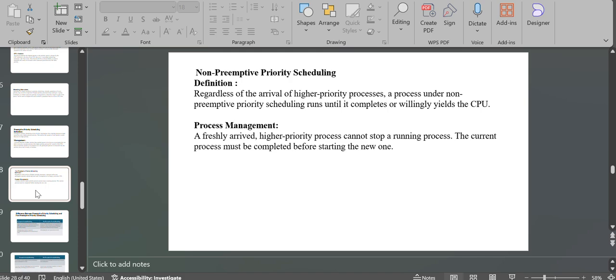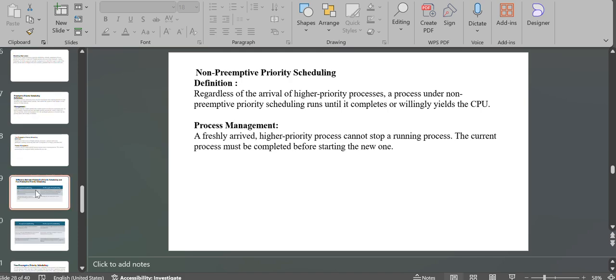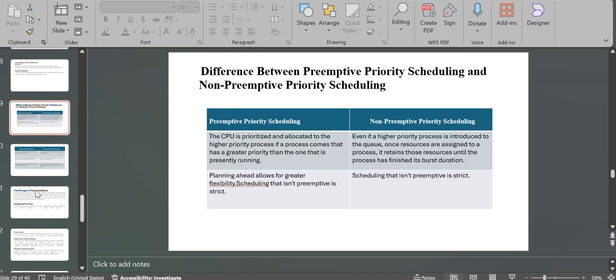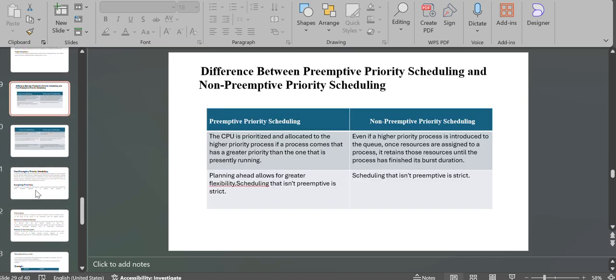A freshly arrived high priority process cannot stop a running process. That current process must be completed before starting the new one. Here you can see the differences between preemptive priority scheduling and non-preemptive priority scheduling. In preemptive priority scheduling, the CPU is allocated to the higher priority process if a process comes that has a greater priority than the one that is presently running.